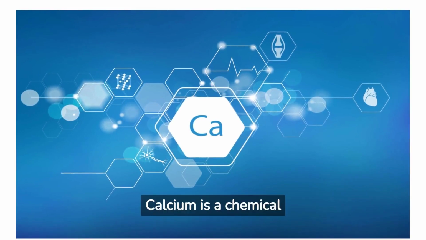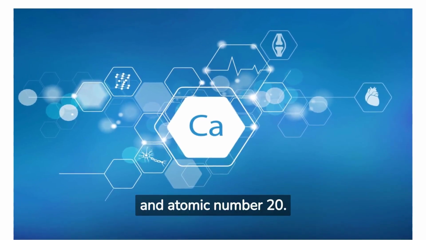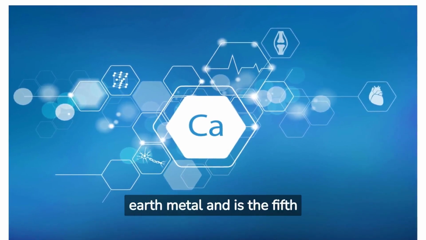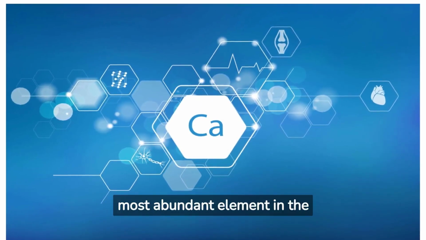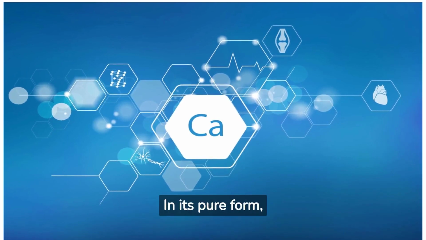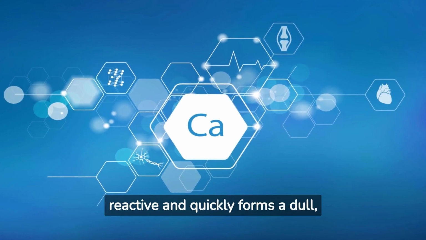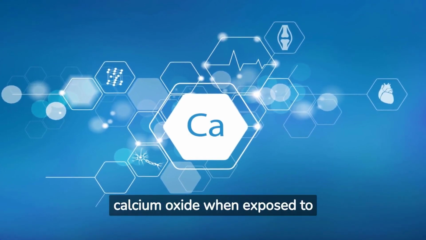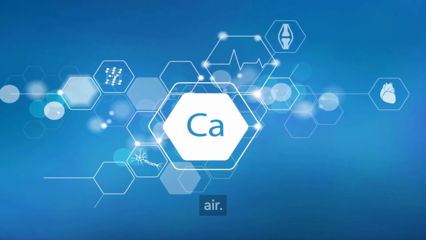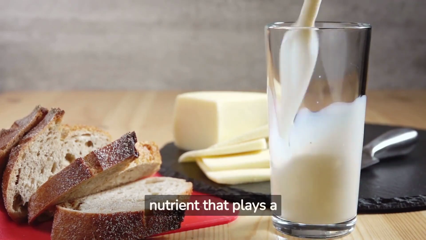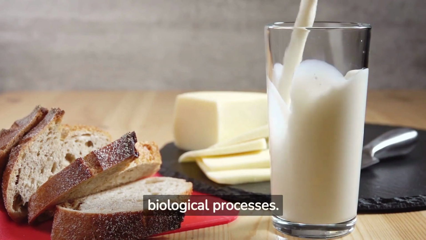Calcium is a chemical element with the symbol Ca and atomic number 20. It is a soft, silvery white alkaline earth metal and is the fifth most abundant element in the Earth's crust. In its pure form, calcium is highly reactive and quickly forms a dull, gray-white coating of calcium oxide when exposed to air. In living organisms, calcium is an essential nutrient that plays a critical role in various biological processes.